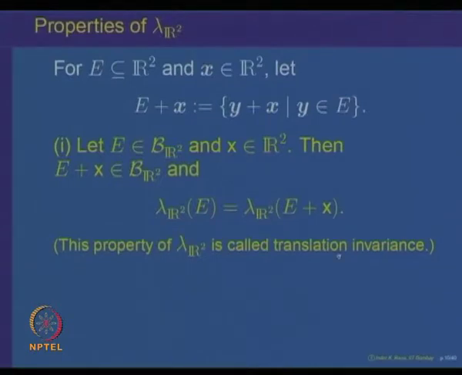So, as in the case of the real line, where we showed that the Lebesgue measure on the line is a translation invariant measure, similarly we have shown that the product of the Lebesgue measure taken on R 2 is also a translation invariant measure.